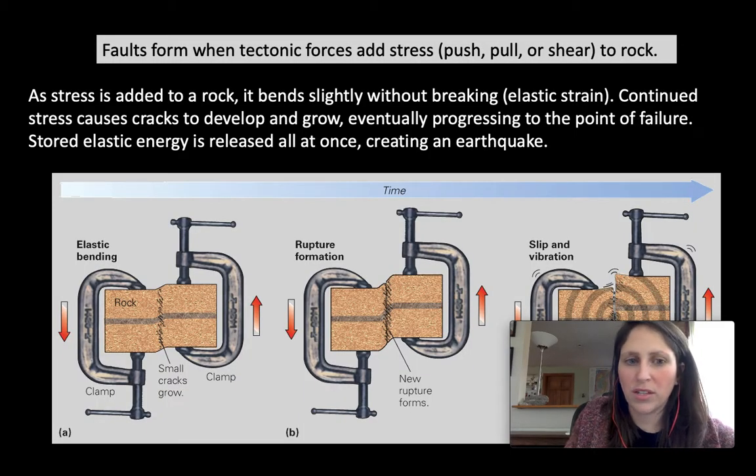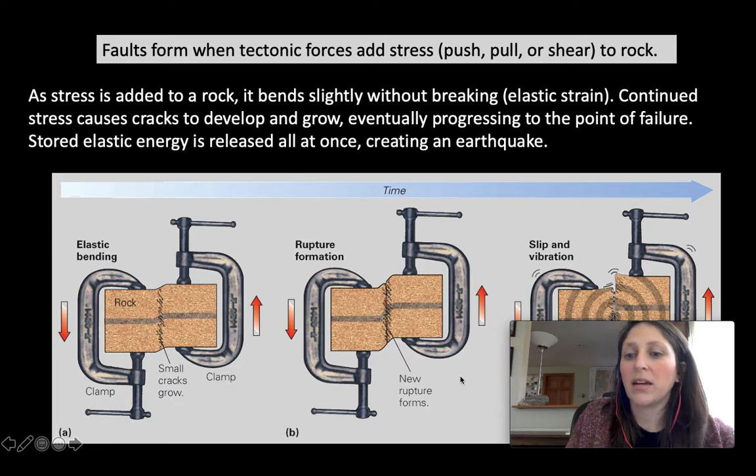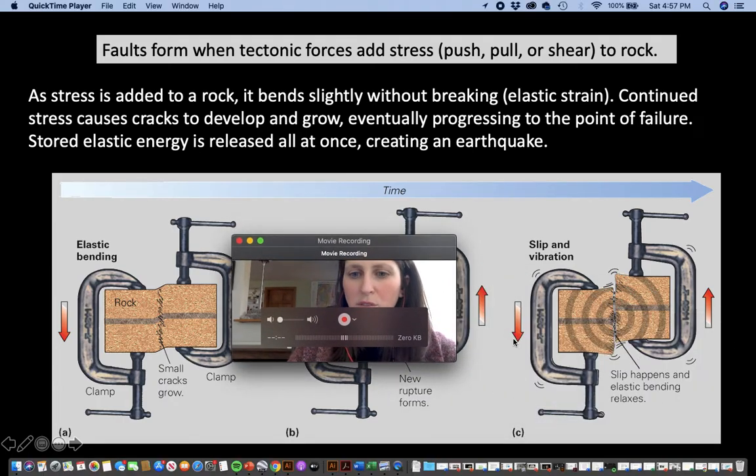You can also think of this as a vise with a clamp. You have a rock. One clamp is directing the rock in one direction and one in the other. Eventually, the rock is going to have some small elastic bending, then a fault, then the rock is going to break completely. And this is where we have our earthquake.